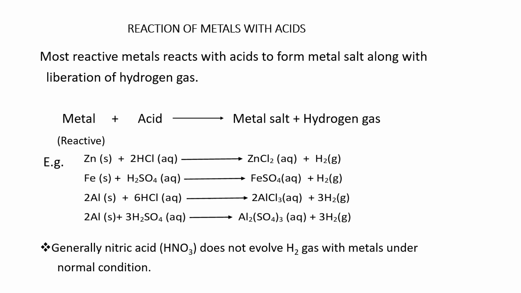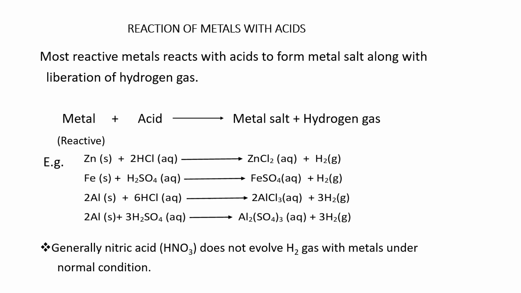Most reactive metals react with acid to form metal salt along with liberation of hydrogen gas. For that the general reaction is given below, where the metal is a reactive metal. When it reacts with an acid, the product will be metal salt and hydrogen gas. Now let us take some specific examples of this general reaction.